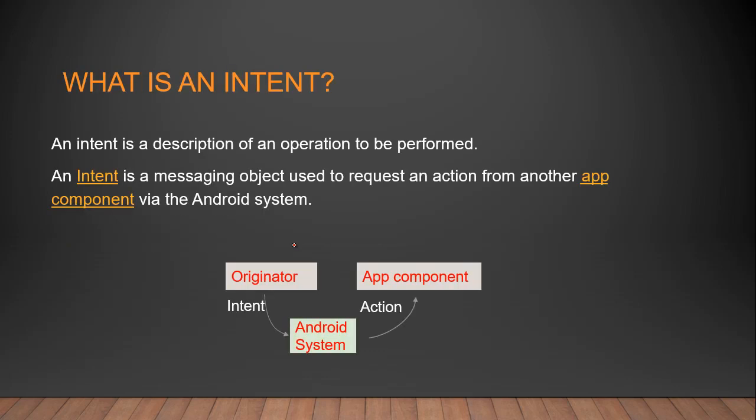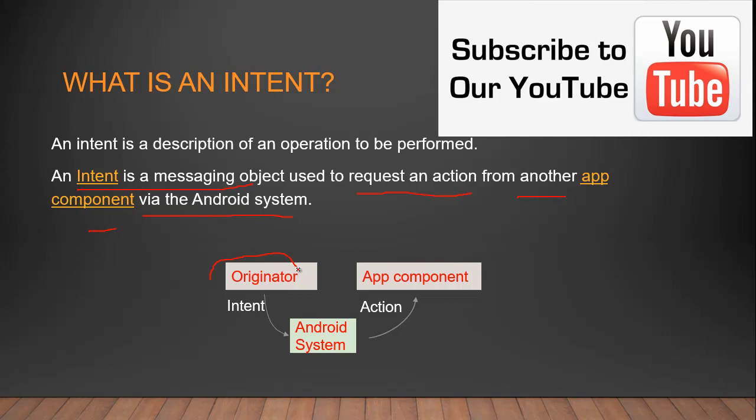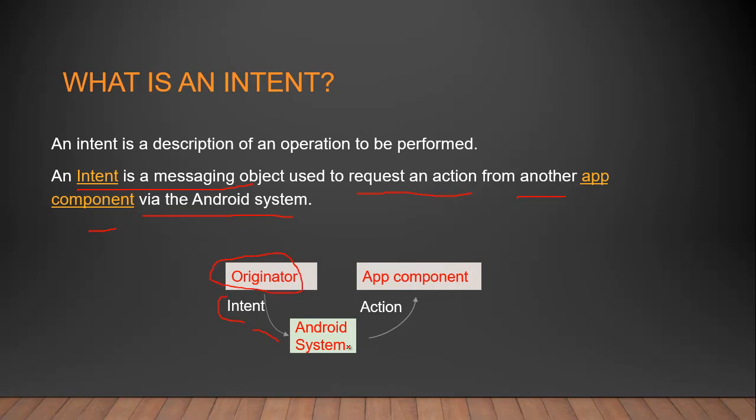Well, an intent is a description of an operation to be performed. We can also say that an intent is a messaging object which is used to request an action from another app component via the Android system. Imagine that this is your app. By using the intent, you tell the Android system, I want to start another app's component. So Android will get your intent and check which details you have passed by using the intent, and based on the details that you have passed alongside the intent, it will launch the other app component.